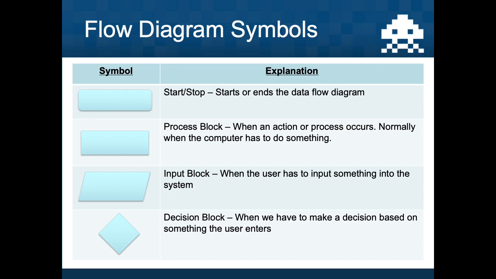The final block is our kite shape, and the kite shape is for a decision. And that's anywhere in the program where a decision needs to be made. Is a traffic light red? If yes, go one way. If no, go another way.